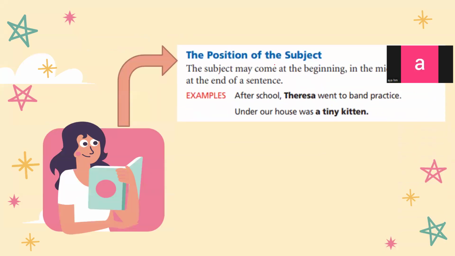The position of the subject. The subject may come at the beginning, in the middle, or at the end of sentence. After school, Teresa went to band practice. Teresa is the subject. It's not at the beginning. It's in the middle. Under our house was a tiny kitten. Tiny kitten is the subject, and it is at the end.